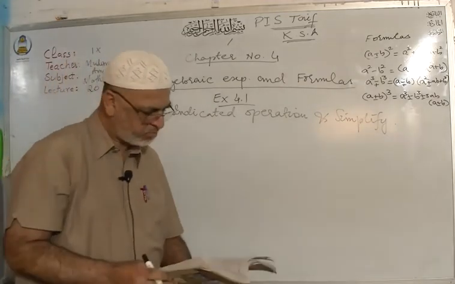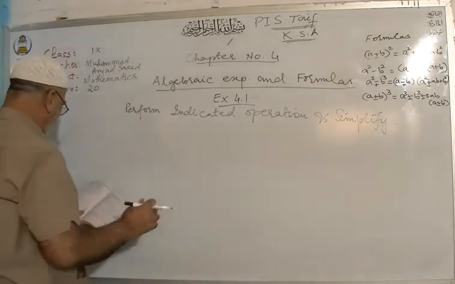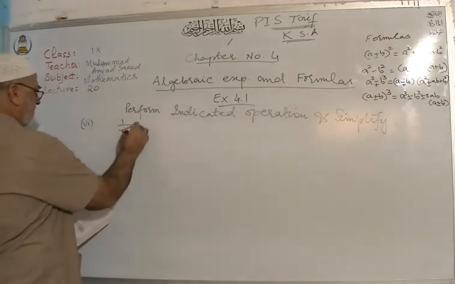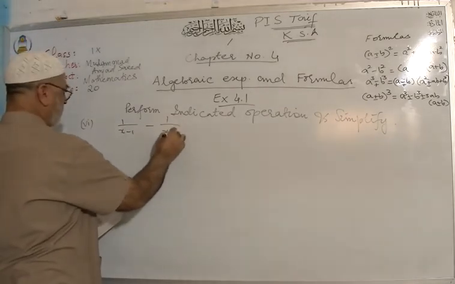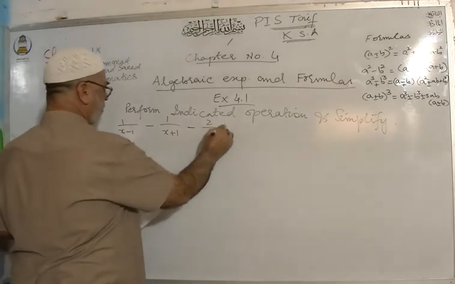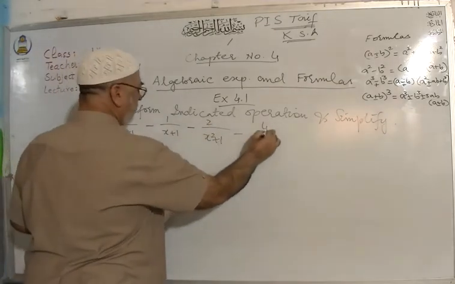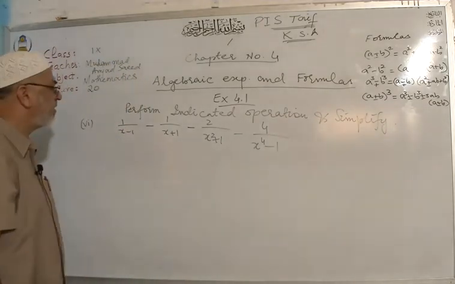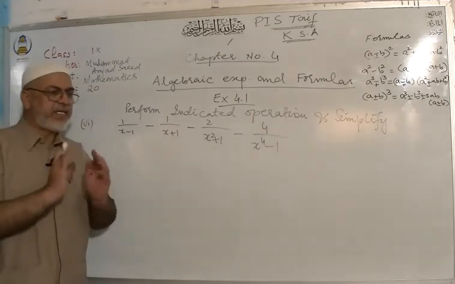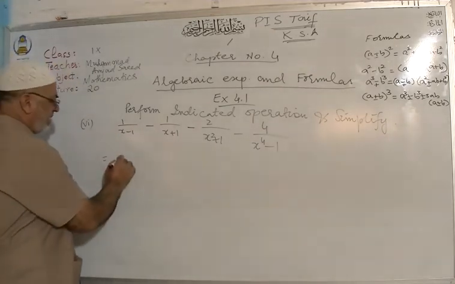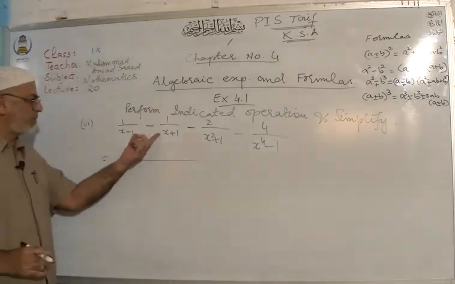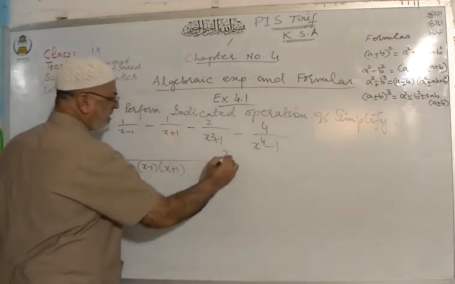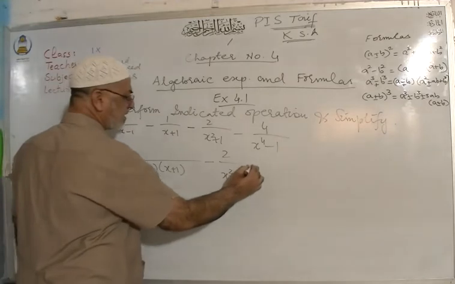After that, we have part number 5 and 6, and I think we can do part number 6. 1 over x minus 1, minus 1 over x plus 1, minus 2 over x square plus 1, minus 4 over x 4 minus 1. With the same technique, we will take LCM of first two, x minus 1, x plus 1, third and fourth term as it is.